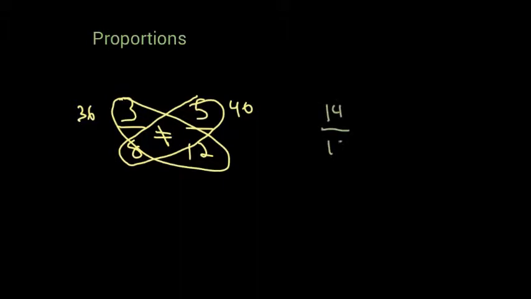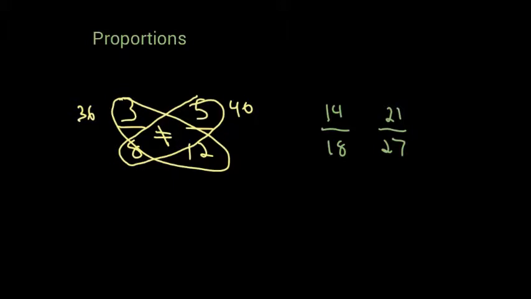14 over 18 and 21 over 27. So when you're looking at this, in my first example I cross multiplied, which is fine, but sometimes it's easier to reduce your ratios before you cross multiply, because I really don't want to do 18 times 21 and 14 times 27 if I don't have to. So I can simplify my ratios before I cross multiply. And sometimes when I reduce them, I don't even have to cross multiply. I can just see that they're equal.